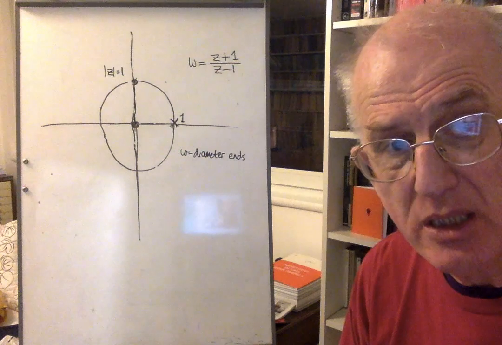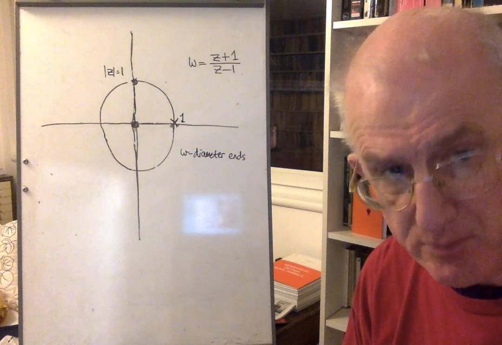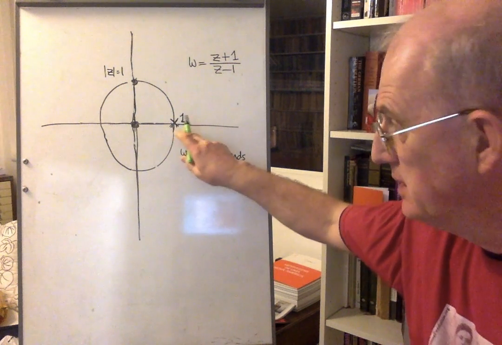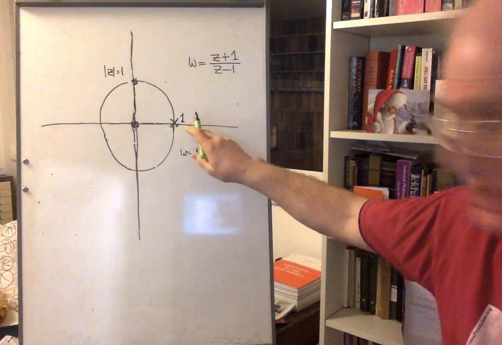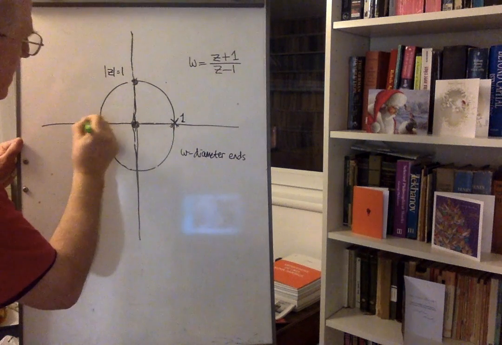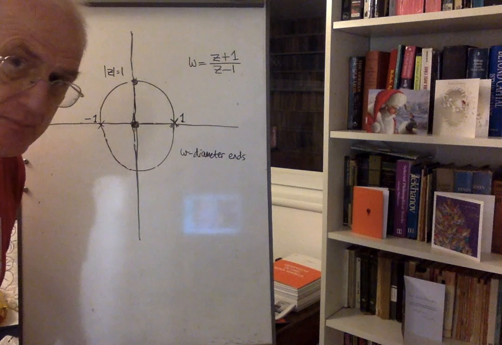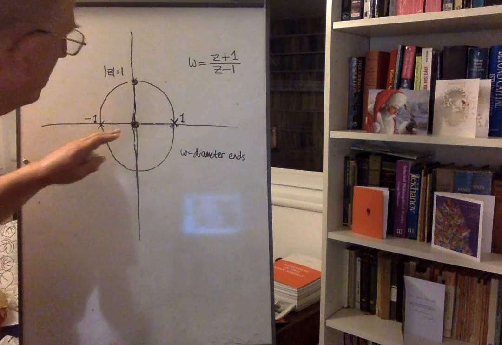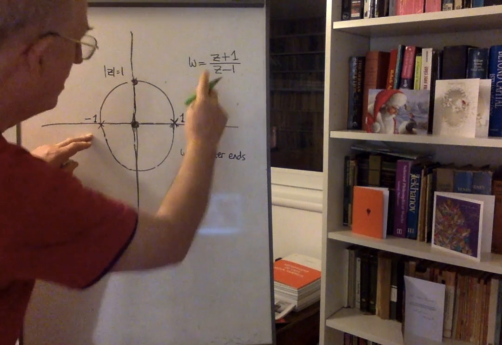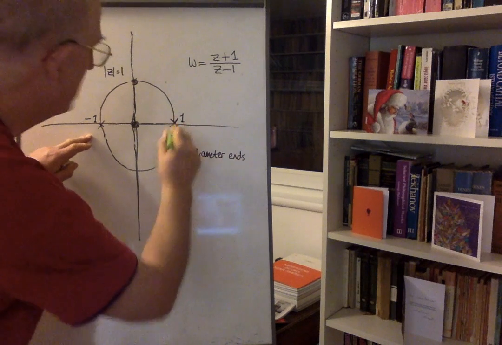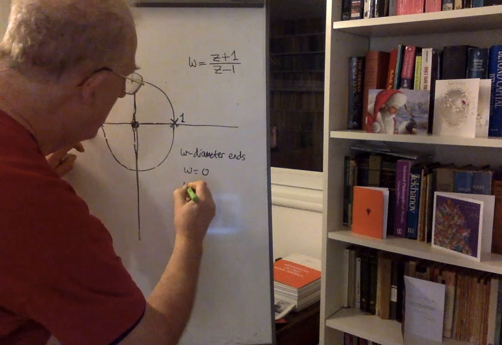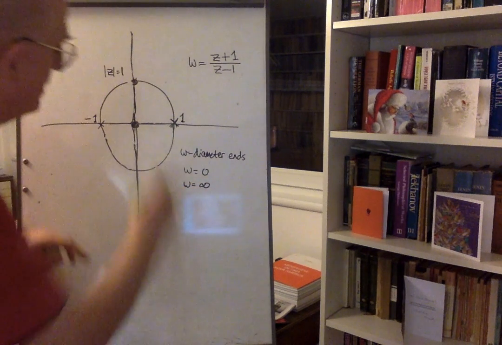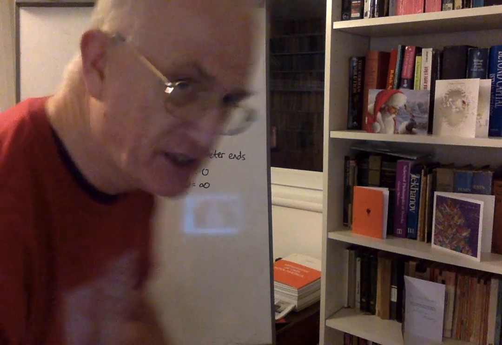If we use the usual method, we get two z points in line with the pole, which is 1, the pole itself, and minus 1. So our w diameter ends are w equals 0 for this one and w equals infinity for that one, because we end up dividing by 0.